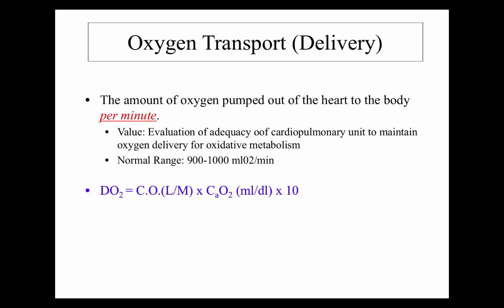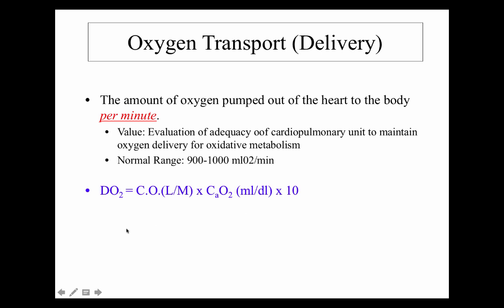So the value of adequacy of the cardiopulmonary unit to maintain oxygen delivery for oxidative metabolism. And our normal range is 900 to 1,000 mLs of O2 per minute. Now, I understand in Jeff's class, in our applications, we have talked about indexed oxygen delivery, and that is great. In this class, I'll probably be asking you for delivery, the total amount of delivery that hasn't been normalized to body surface area.